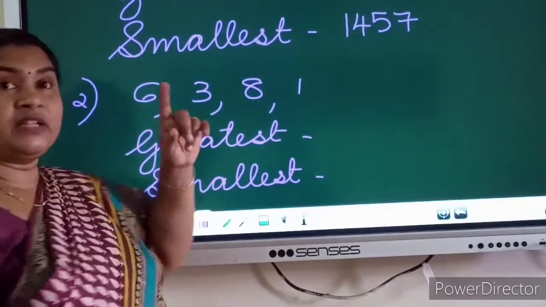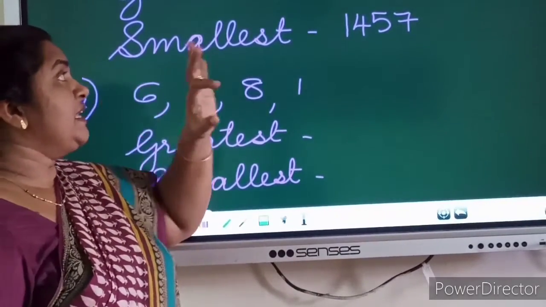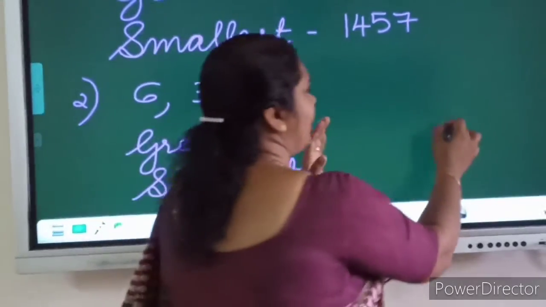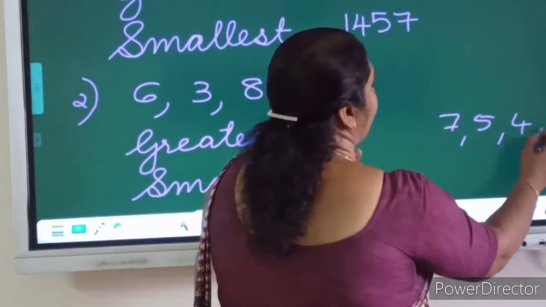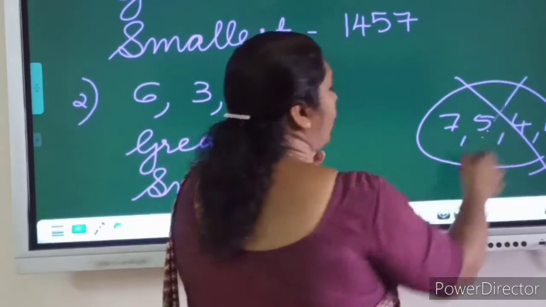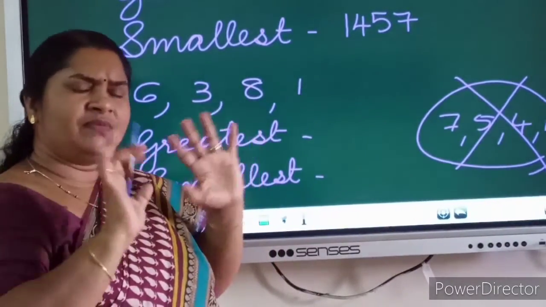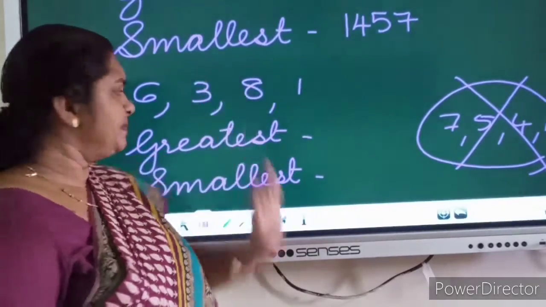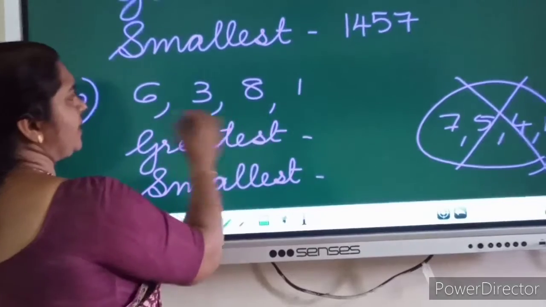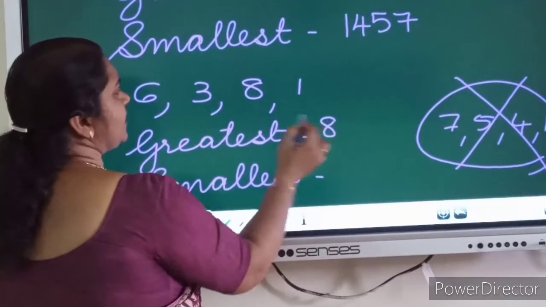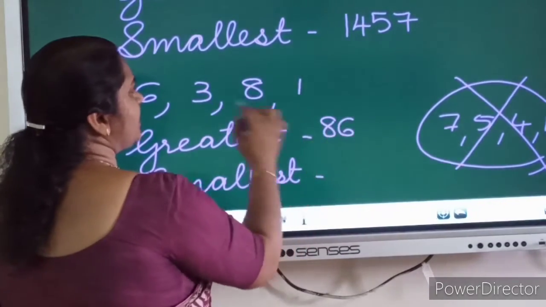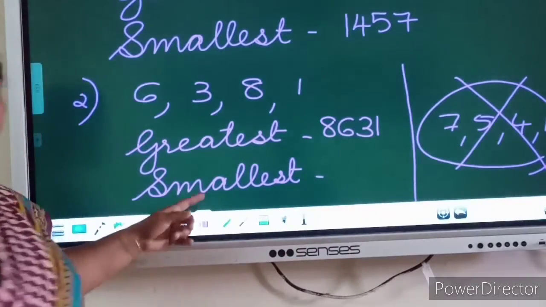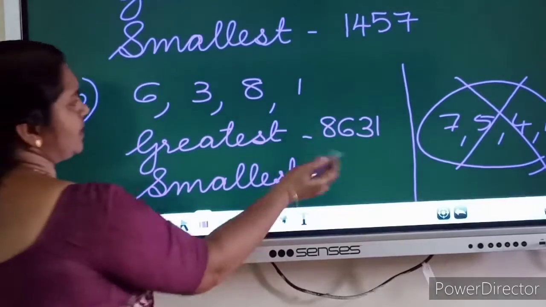And one thing I forgot to tell you, many children put commas here, 7 comma, 5 comma, 4 comma, 1. This is wrong. Don't do like that. Without any comma, simply write. That is the number. And here the greatest digit is 8. Then put 6 here. Then 3 and 1. And the smallest, just reverse.